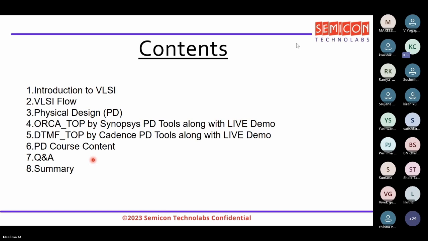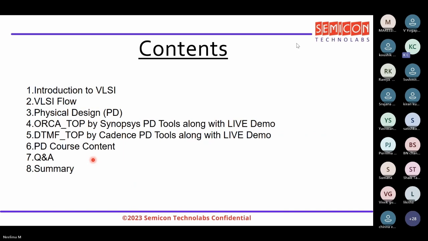Then we'll go into our main topic, for which we have assembled, that is physical design. What exactly is physical design, and what do we do there? And then we have picked up two nice demo labs. One is ArcaTop, which is the industry standard demo project given by the Synopsys EDA vendor. We'll have a live demo there, where Nilima and the team will be providing the demo.